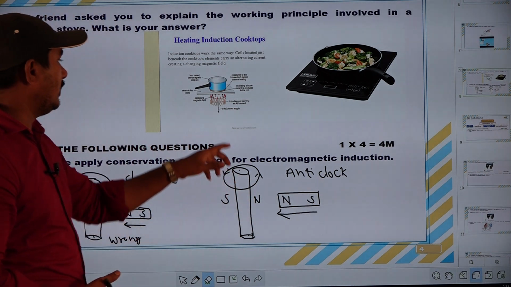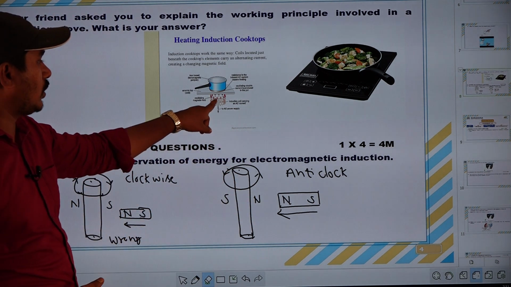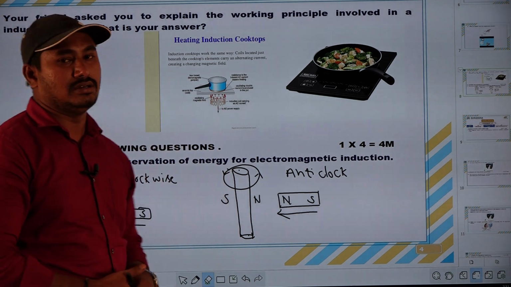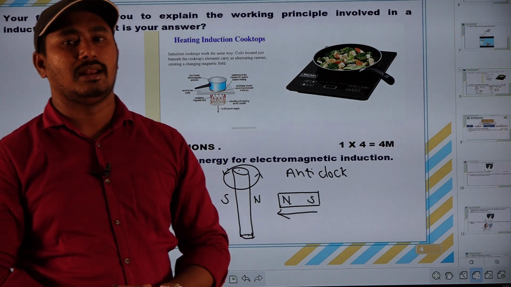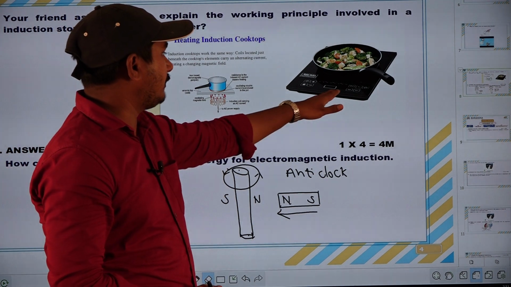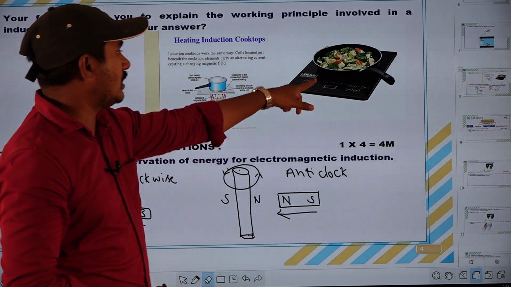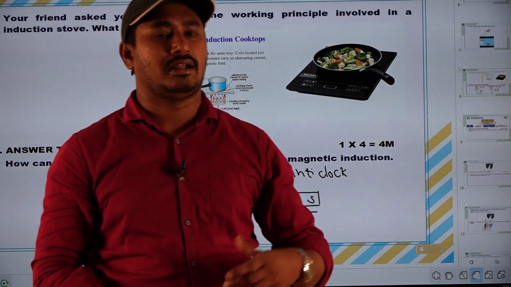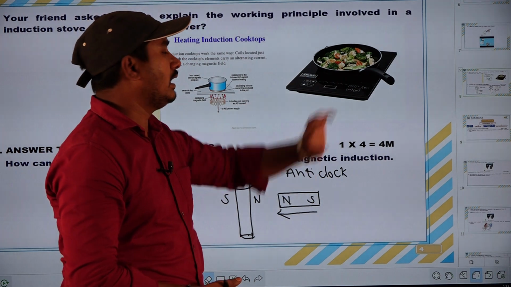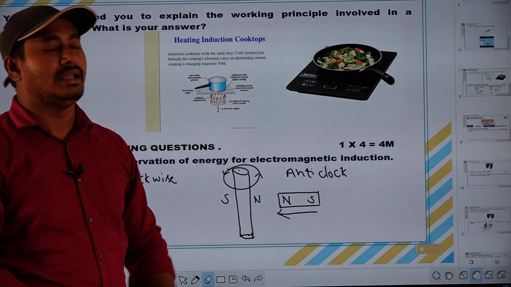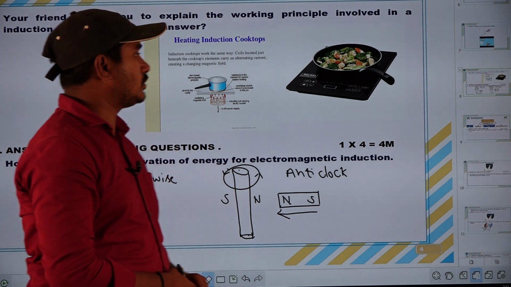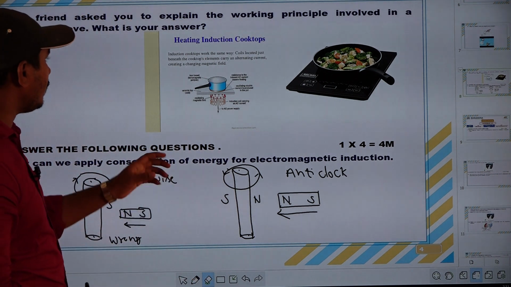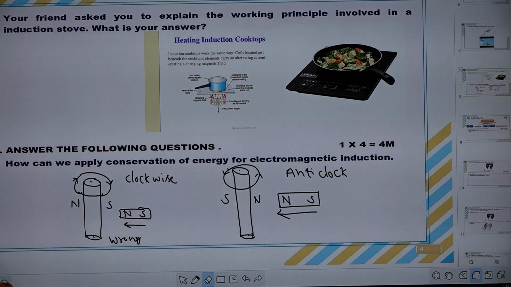Okay, once again see here, first of all the coil, the flux will be changed in the coil. When the flux is changed here, automatically it produces induced current inside the coil. And in the same way the induced EMF is produced inside the pan, and automatically due to finite resistance, it produces heat energy. So like that the induction stove works by the principle of electromagnetic induction. So that is the answer for question number 4.